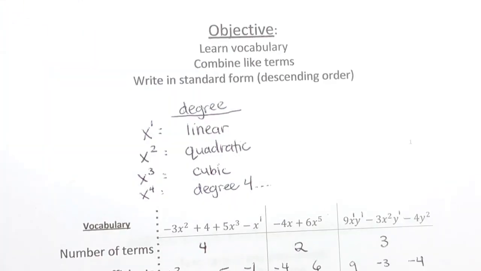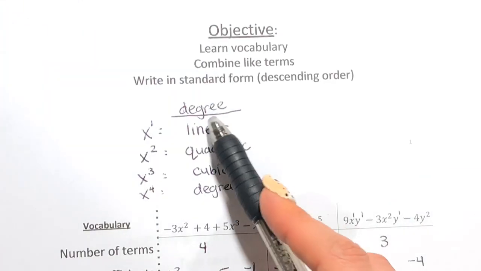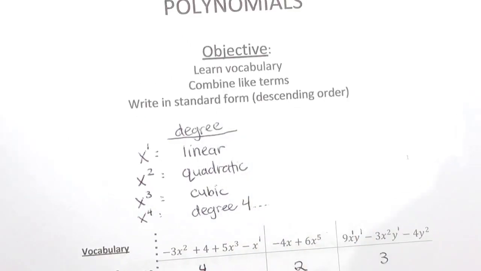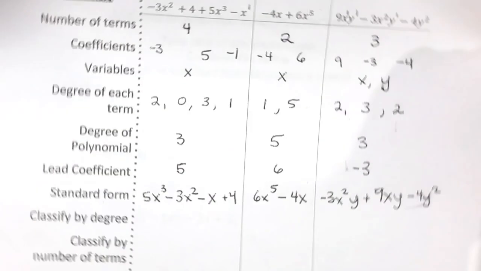So when they ask you to classify a polynomial, you're going to pick one of these based on the degree. So let's go back and look at those examples.